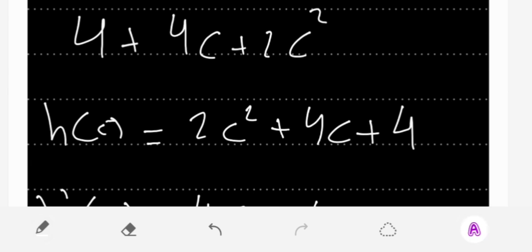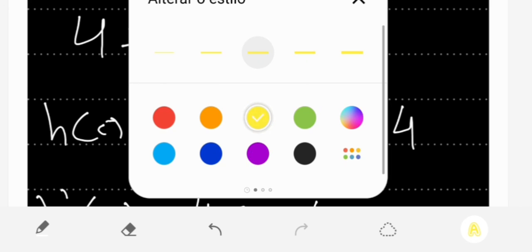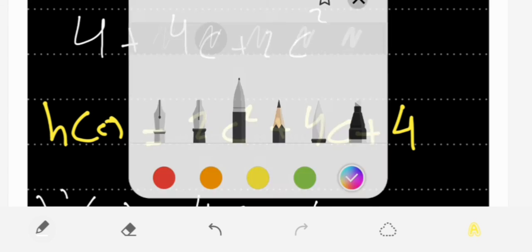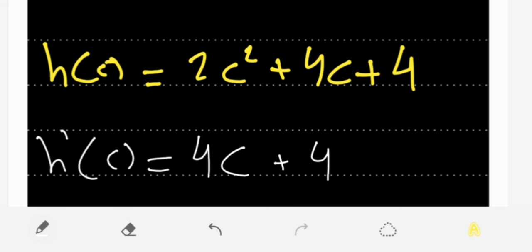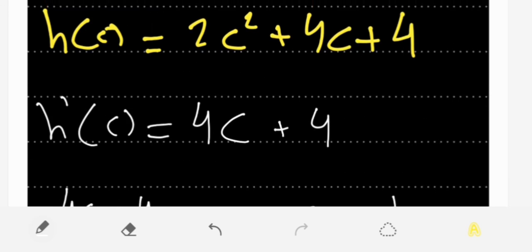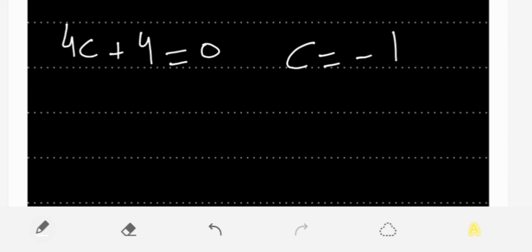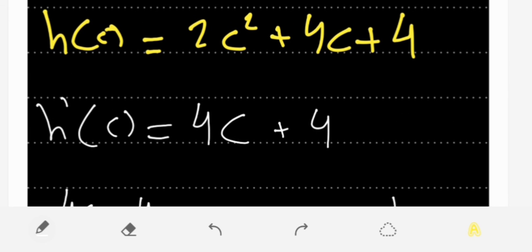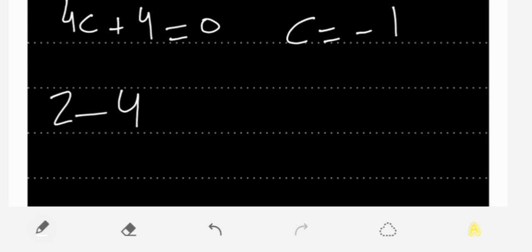Now over here in this one, we put the value of c that we found. The value of c was minus 1, so 2 multiplied by minus 1 squared is 2, 4 multiplied by minus 1 is minus 4, plus 4, so the value is 2.